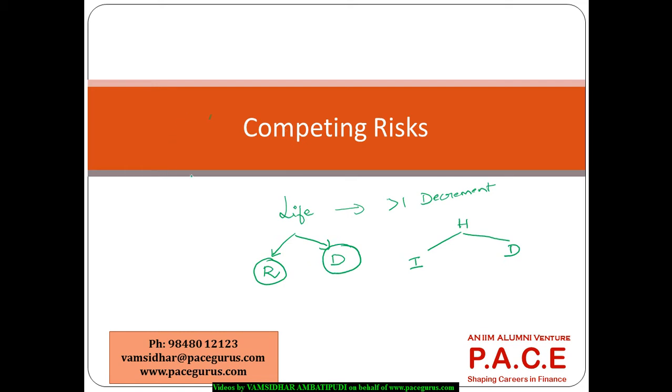So wherever one single life is subjected to more than one decrement, wherein that particular life can leave the population because of more than one set of risks, we call that situation, or all those decrements, a set of competing risks. Right? This is an example. And wherever we see competing risks, we generally resort to two kinds of mechanisms. One being the multiple state modeling.